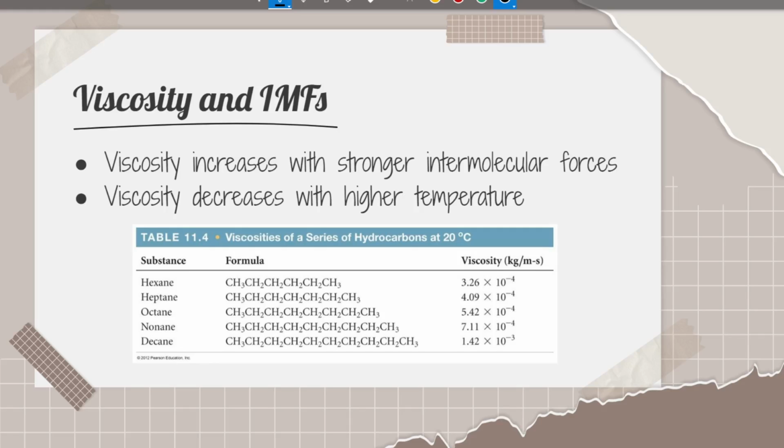So when we talk about viscosity and IMFs, if you have stronger intermolecular forces, especially for liquids, meaning when we look at this for our series of hydrocarbons, the longer the chain, the higher the IMF for the van der Waals molecules, for the London dispersion forces. So a longer chain equals higher dispersion.